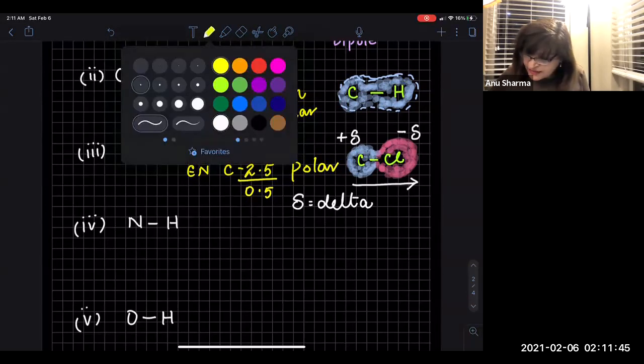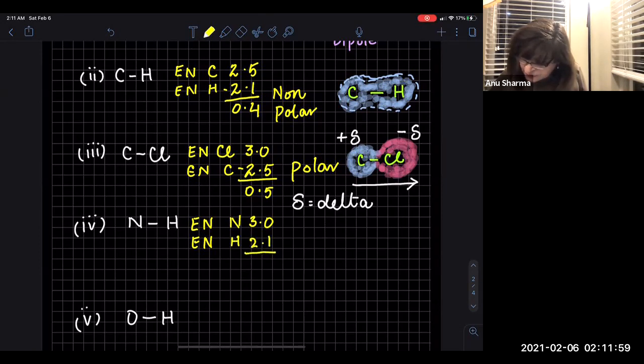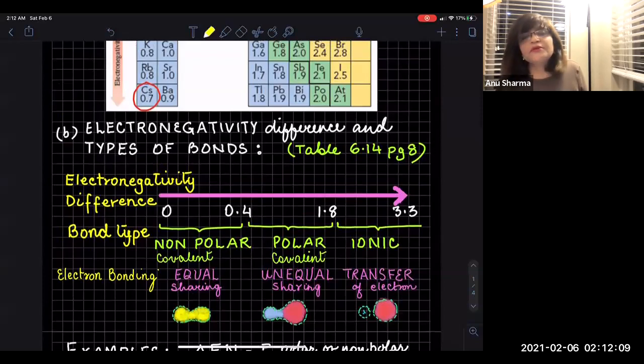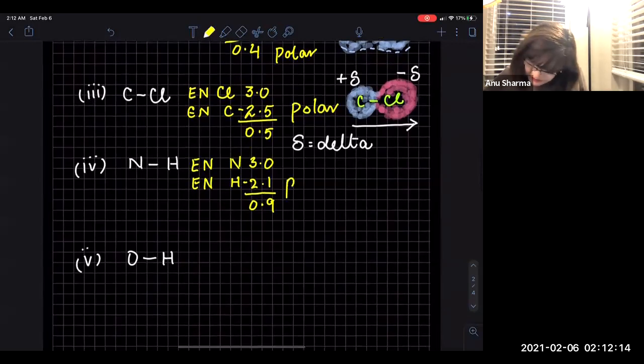Let's look at the bond of nitrogen and hydrogen. What's the story with that one? So here the nitrogen has the electronegativity of 3.0 and hydrogen has the electronegativity of 2.1. And again, this information you are going to get from that chart. So 3.0 minus 2.1 is 0.9. And once again, between 0.4 and 1.8 is the polar side.